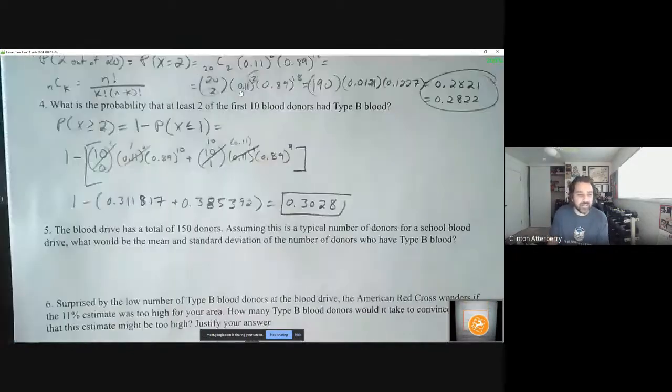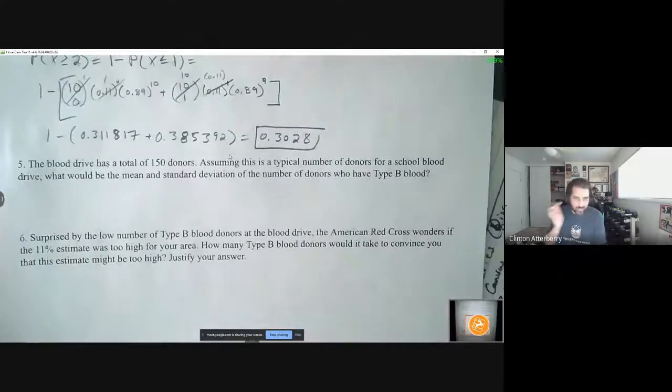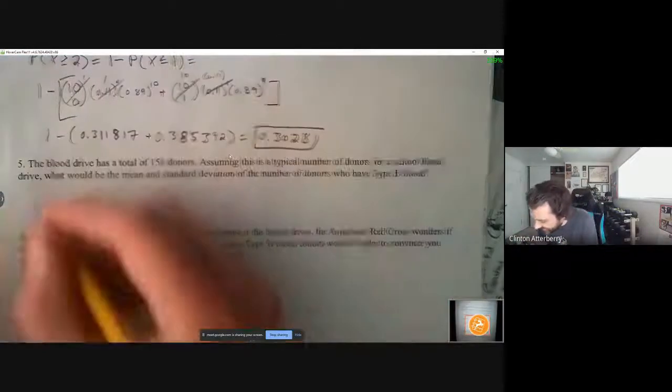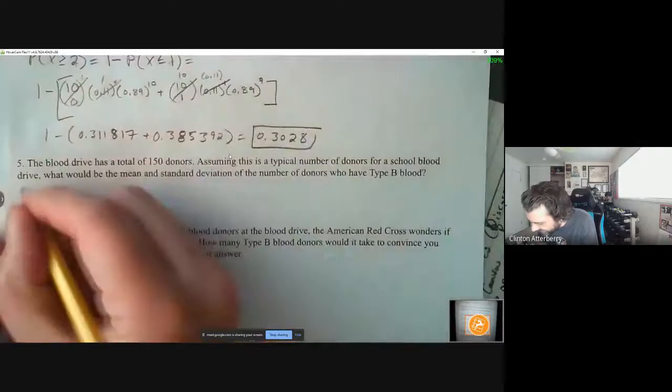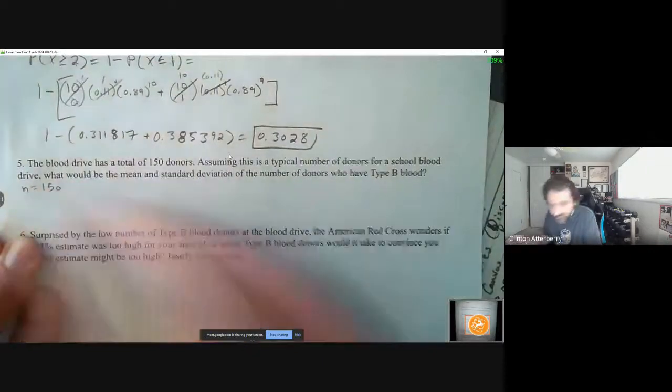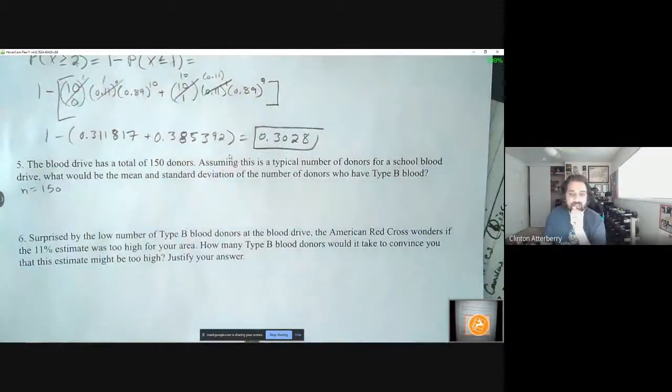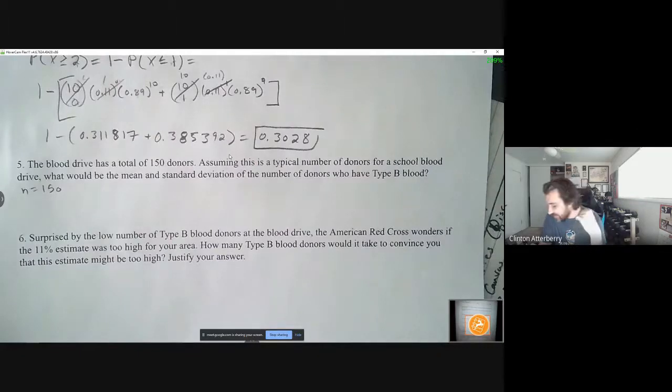The blood drive has a total of 150 donors. So our n equals 150. I just stop right there and say, I know n equals 150. Assuming this is a typical number of donors for a school blood drive, which is not for Serrano High School, where we'd always have like 500 or so. So for the actual quiz, it'll probably be somewhere around 500, because that's kind of what we do at our school.